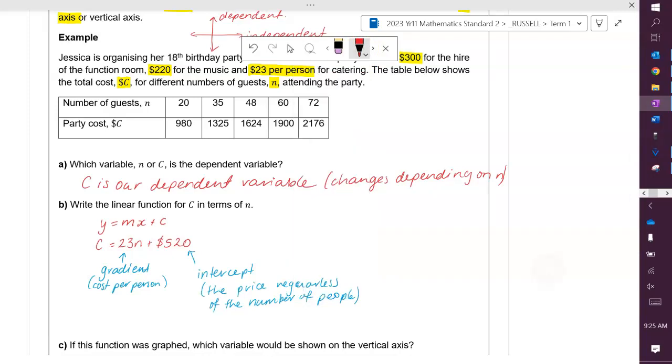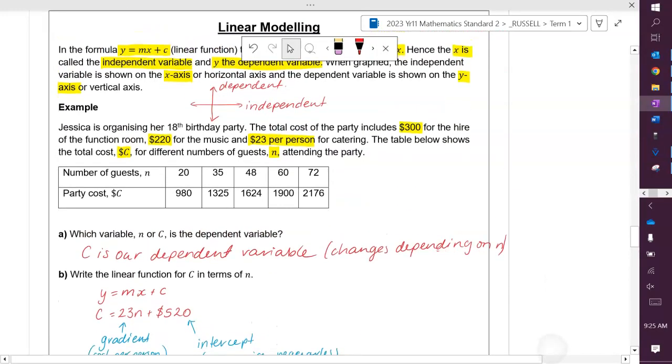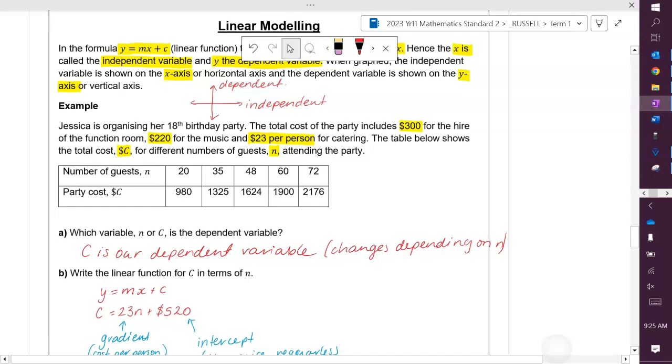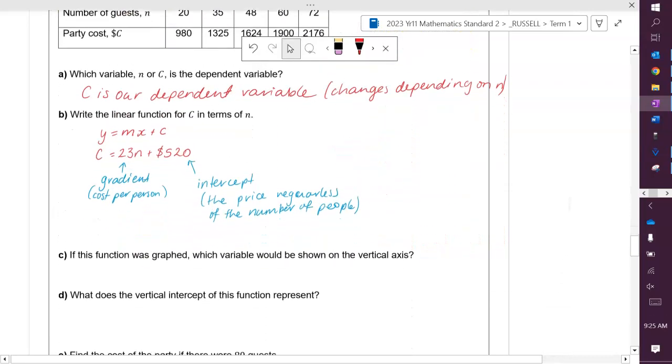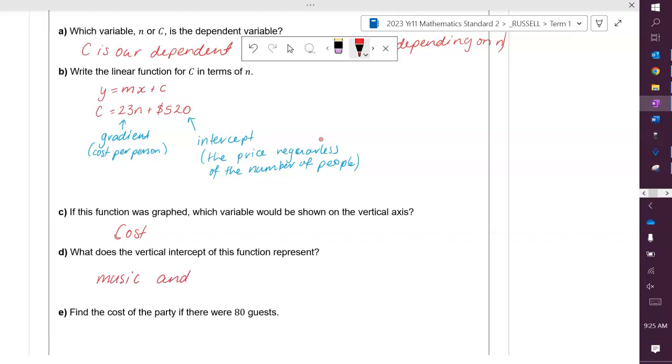All right, so down to our next question. It says, if this function was graphed, which variable would be shown on the vertical axis? So if we think back up here, our vertical axis is our dependent variable. So the one that is on our dependent variable is our cost. So the cost will change depending on the number of people that attend the party. What does the vertical intercept of the function represent? And that's what we've just spoken about. That is our music and function room hire.